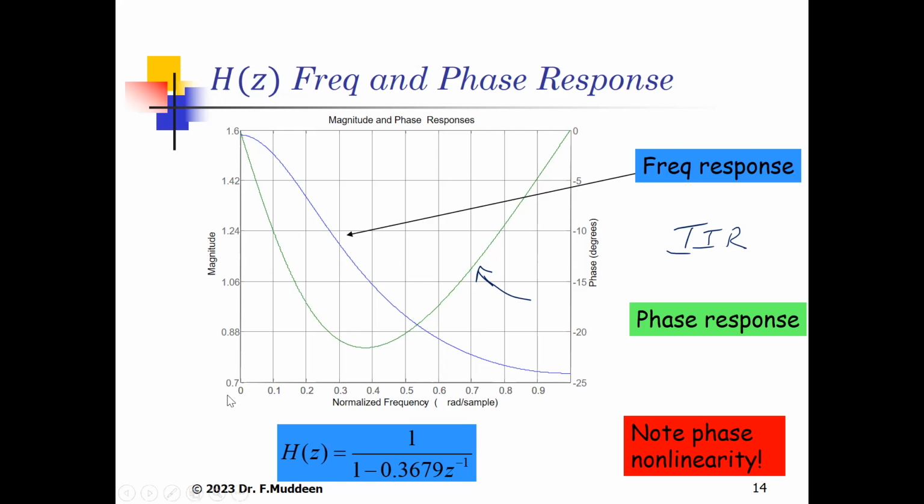Anybody know? Anybody seeing what the difference is? What's the magnitude of DC for the analog filter?